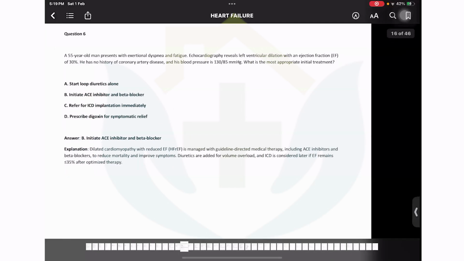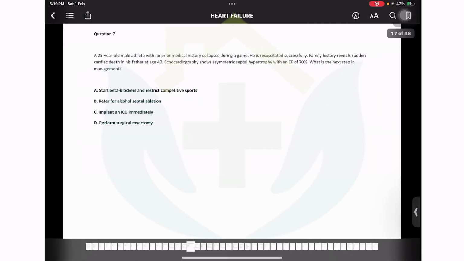So as you said, the answer is correct. Question number 7. A 25-year-old male athlete with no prior medical history collapses during a game. He is resuscitated successfully. Family history reveals sudden cardiac death when his father was 40 years old. Echo shows asymmetrical septal hypertrophy with an ejection fraction of 70%. What is the next best step in this patient?